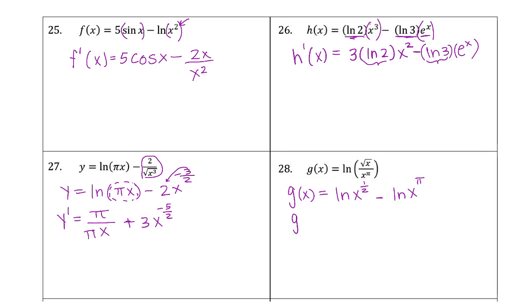So our derivative here, g prime at x. Here is the stuff. So stuff prime, that's going to be 1/2 x to the negative 1/2 all over x to the 1/2. And then minus, again, here's the stuff. So we're going to move our exponent down to the front. So pi x to the pi minus 1. And we are going to leave it just like that.